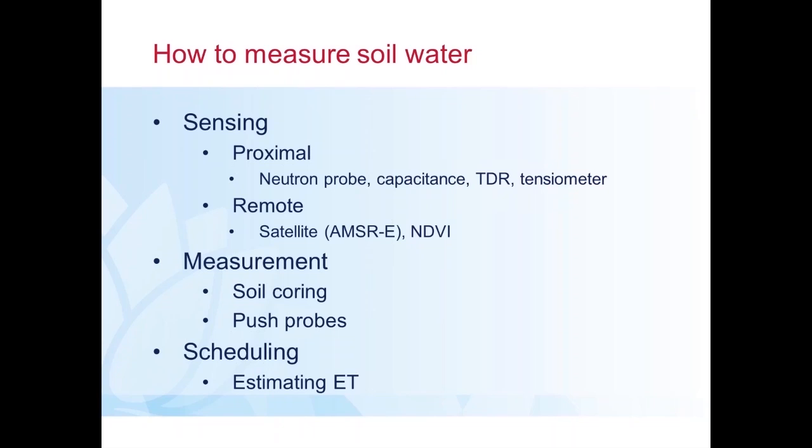Time domain reflectometry, which puts a little signal through the soil and measures the reflectance. And a tensiometer, or versions of tensiometers, which is a ceramic cup or some sort of porous material that measures the matrix potential. And then from that, understanding the matrix potential, you can estimate soil water content.